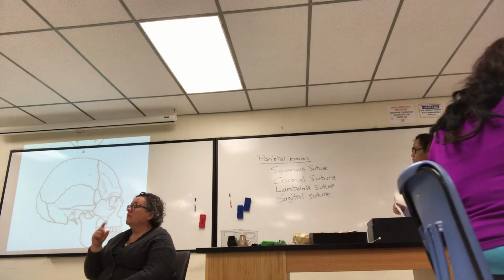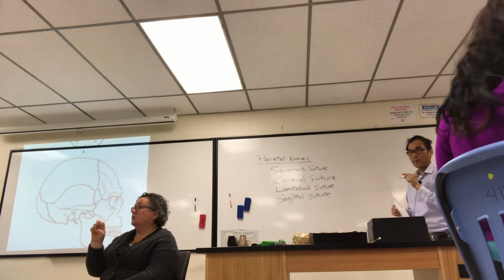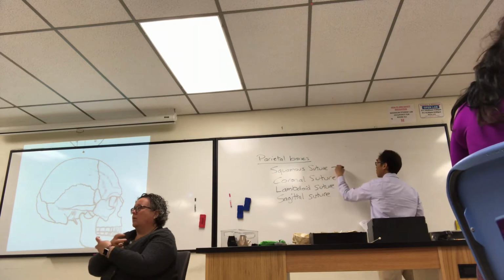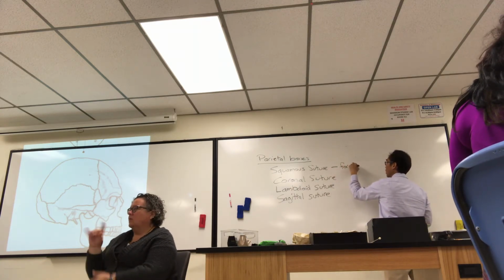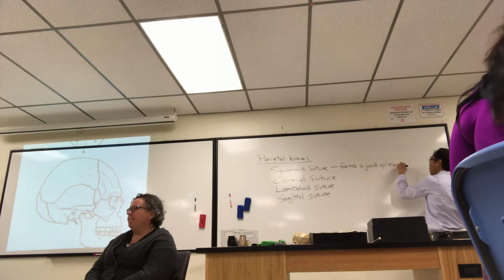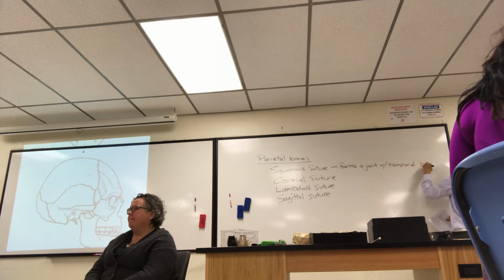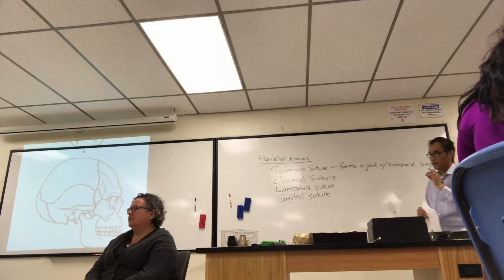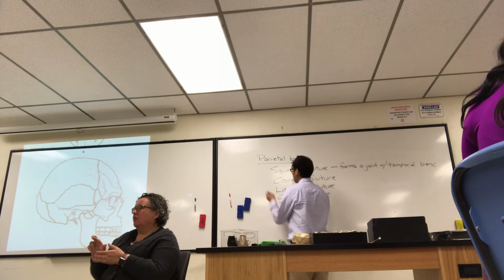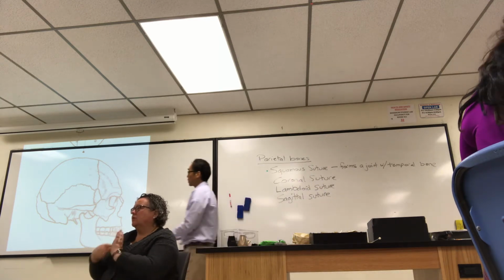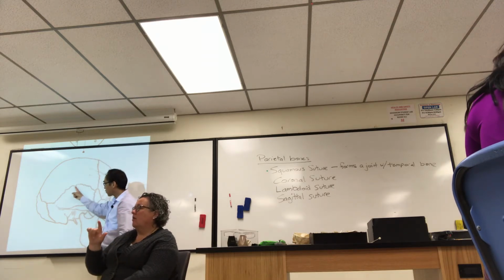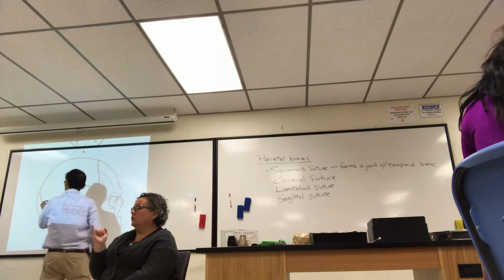For the squamous suture, it's going to form a joint with the temporal bone. So it's just the inferior margin. Well, let me trace it for you so you see what I'm saying. I'll use green for this suture. Here's parietal bone. Here's temporal bone. So that suture right there is the squamous suture.